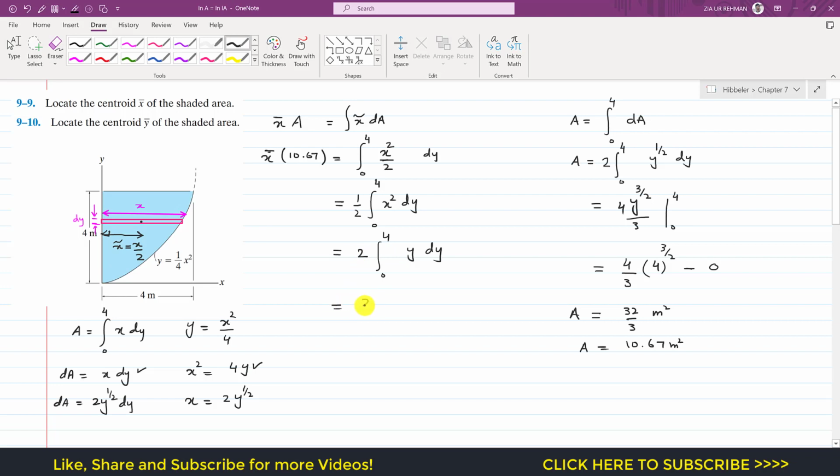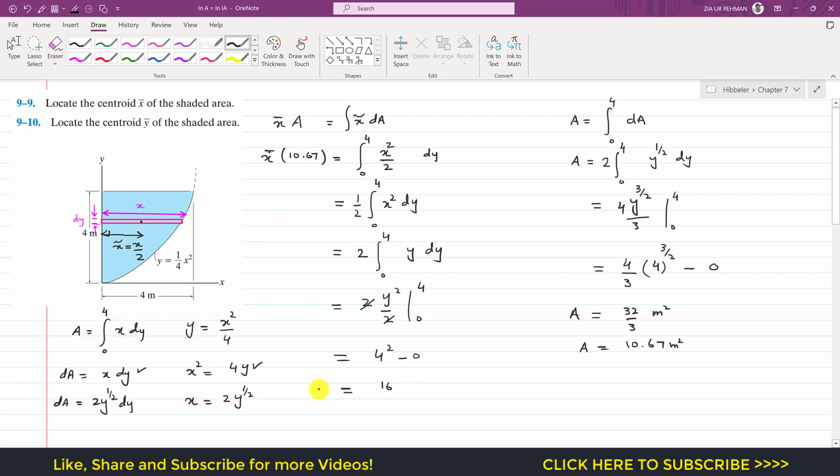So this is 2, and when we integrate this, it will become y square divided by 2, and this is from 0 to 4, and this 2 will cancel out. So we will be left with 4 to the power 2 minus 0, so this is 16.